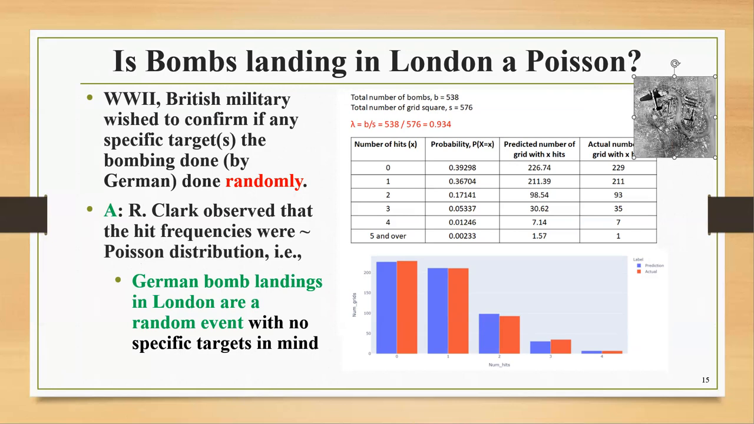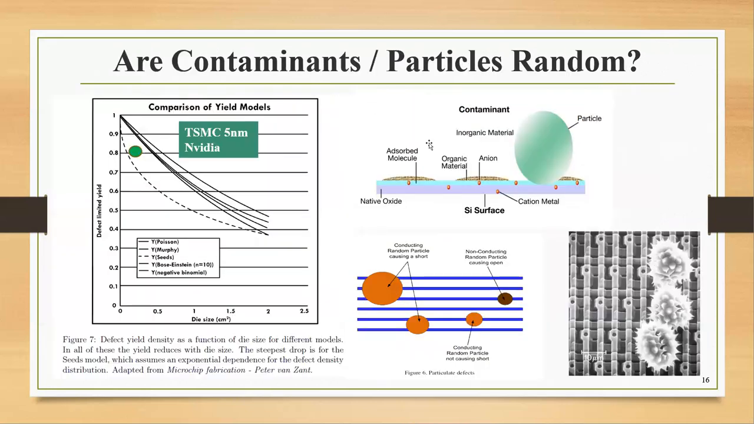But if you apply that to the silicon world, we will do the same thing actually. What I mean is that contaminants and particles that land on a piece of wafer are just like German bombs on London. They are actually similar from the eyes of statistics.